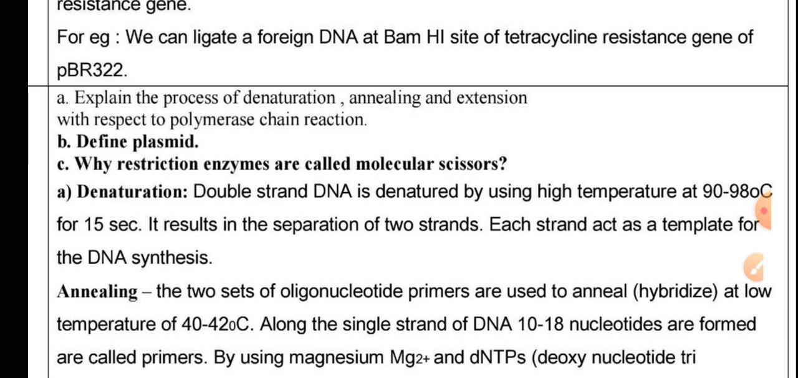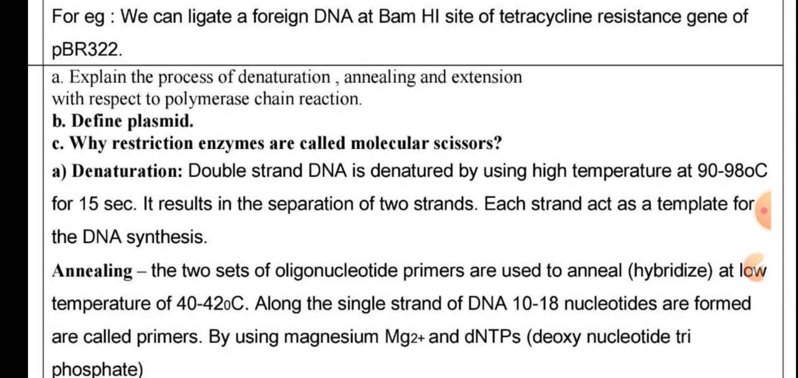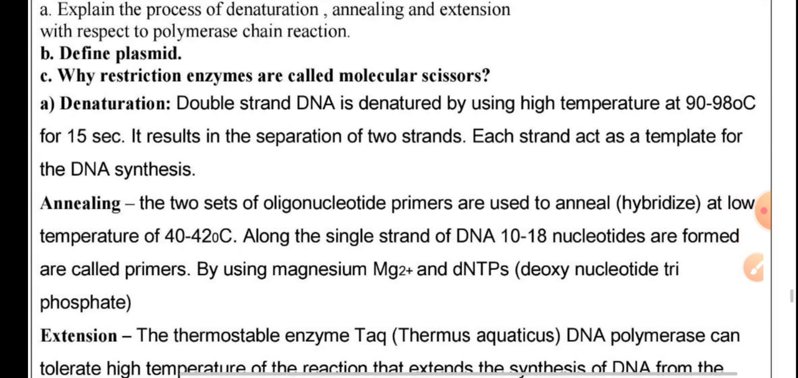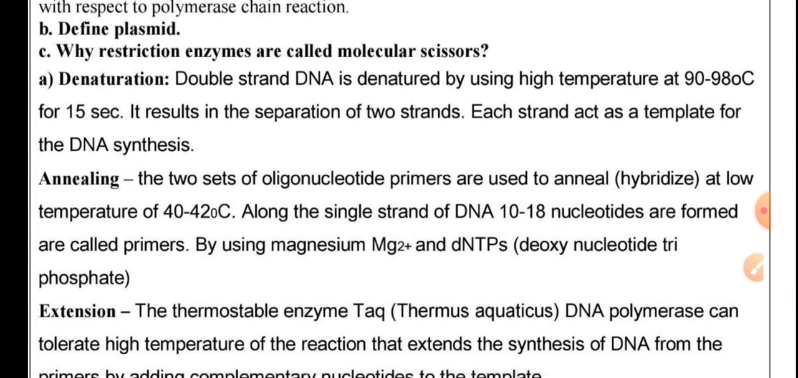First question answer, denaturation. Double stranded DNA is denatured by using high temperature at 90 to 98 degrees Celsius for 15 seconds. It results in the separation of two strands. Each strand acts as a template for DNA synthesis. Then annealing. Two sets of oligonucleotide primers anneal, or hybridize, at a low temperature of 40 to 42 degrees Celsius along a single strand of DNA. Single strand DNA of 10 to 18 nucleotides is called a primer.